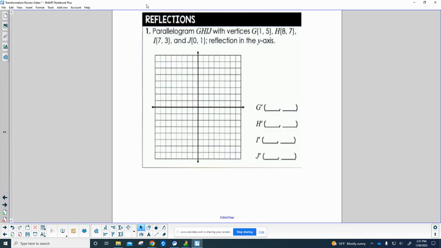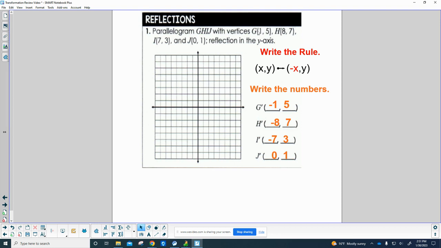So our first problem, number one, we've got a parallelogram with these vertices, and we're going to reflect it in the y-axis. So the first thing we want to do is write the rule. So there's the rule. All the x, y values will become negative x comma y when you reflect it across the y-axis. And so we look at each of these coordinates up here and we write down the new coordinates with this transformation taking place where we reflect it across the y-axis.